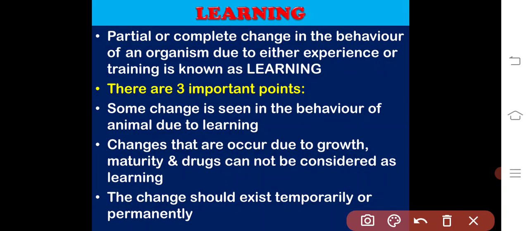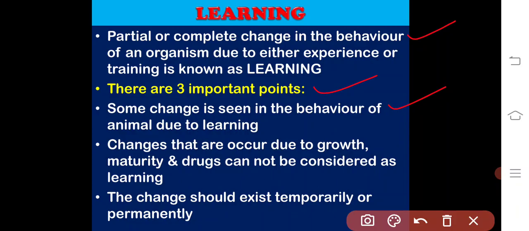According to Morgan and King, the two scientists, they define learning as a partial or complete change in the behavior of an organism due to either experience or training. It is known as learning. There are three important points to be noted from the definition. Number one, some change is seen in the behavior of the animal due to learning.